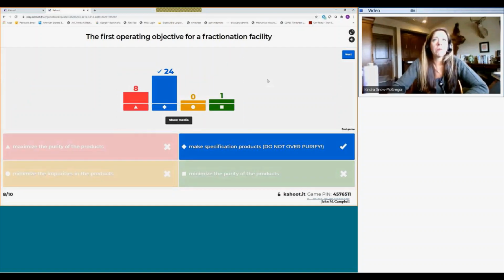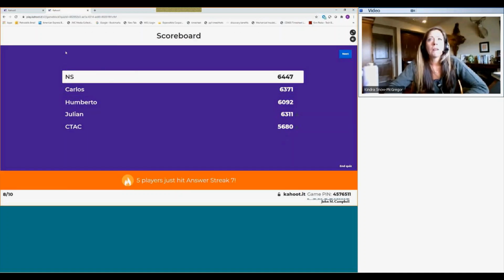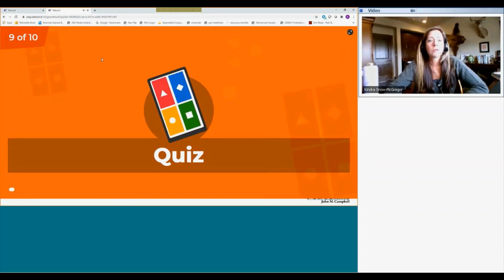All right, nice work. The first operating objective for a fractionation facility is to make specification products. Do not over-purify. You're leaving money on the table if you are. All right, NS is in the lead, followed by Carlos. Next question.